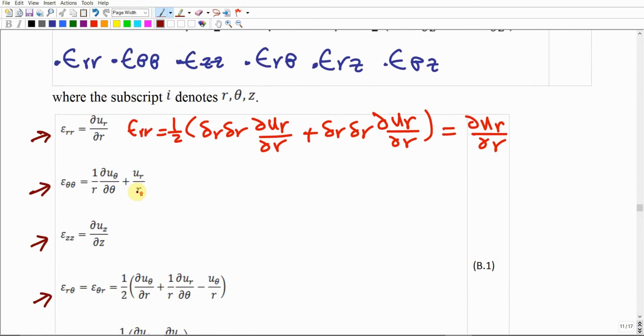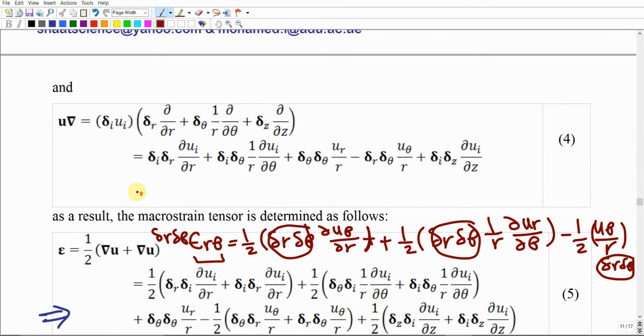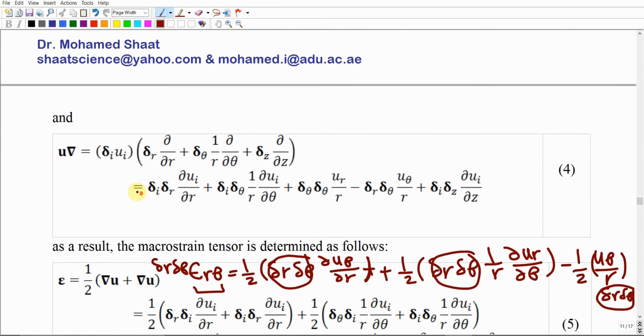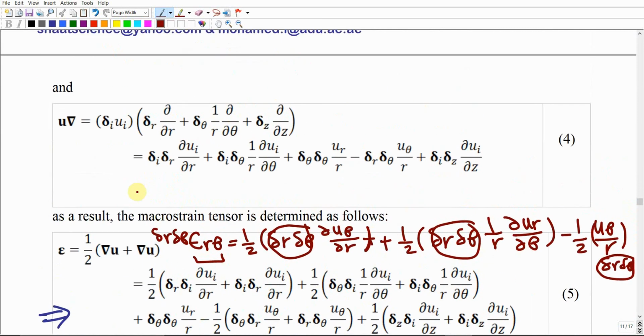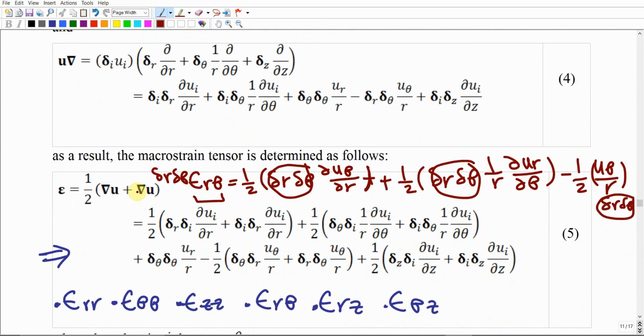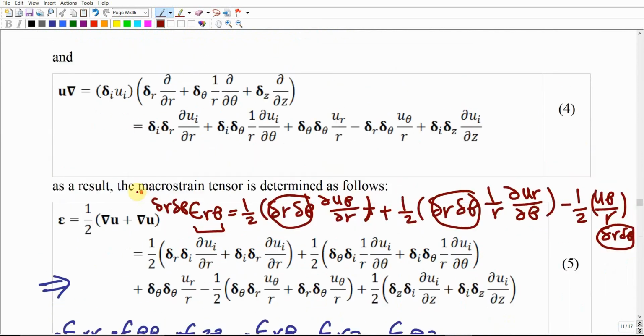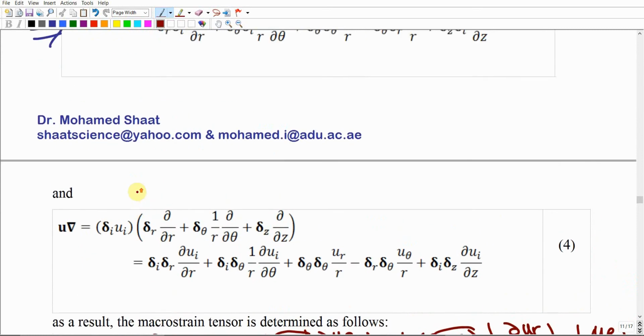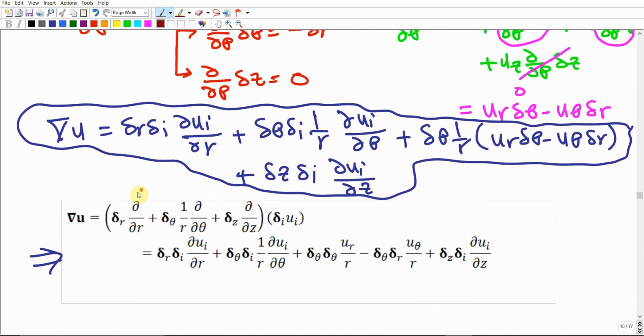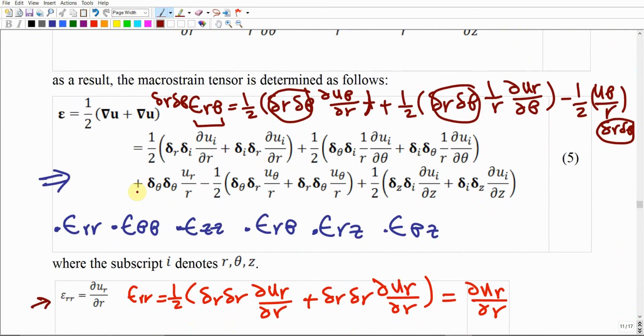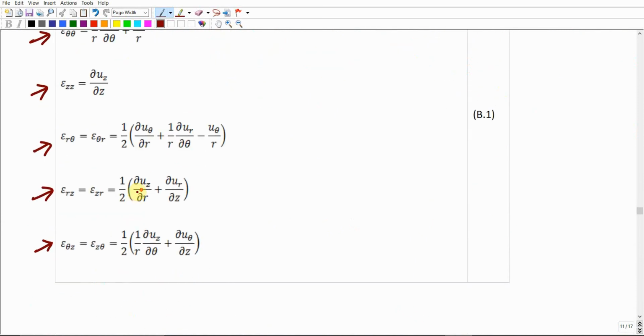tensor. We can do the same even for the rotation tensor, but you should understand that the rotation vector, for example, should be the half of the curl of the displacement. It is half of the curl of the displacement. This is for the rotation vector in the cylindrical coordinate.